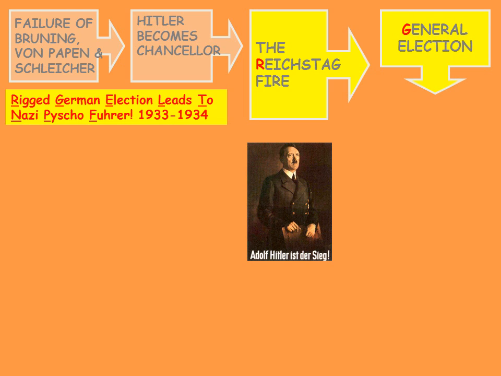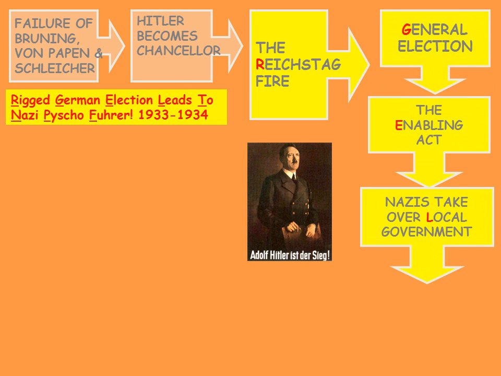This was always due to take place. The Reichstag fire happens the week before. Very convenient. In the general election, the Nazis do pretty well. In fact, their best ever yet. And this leads to them being able to pass the Enabling Act, because they can now get a majority in the Reichstag. The Enabling Act is really important because that leads to the next event, such as the Nazis taking over local government.